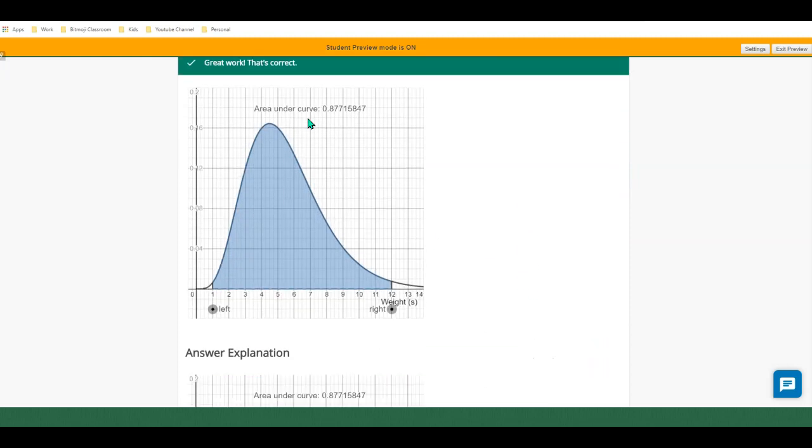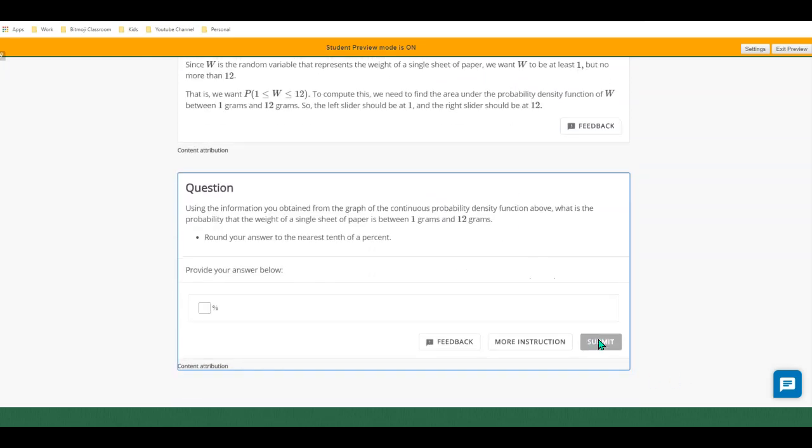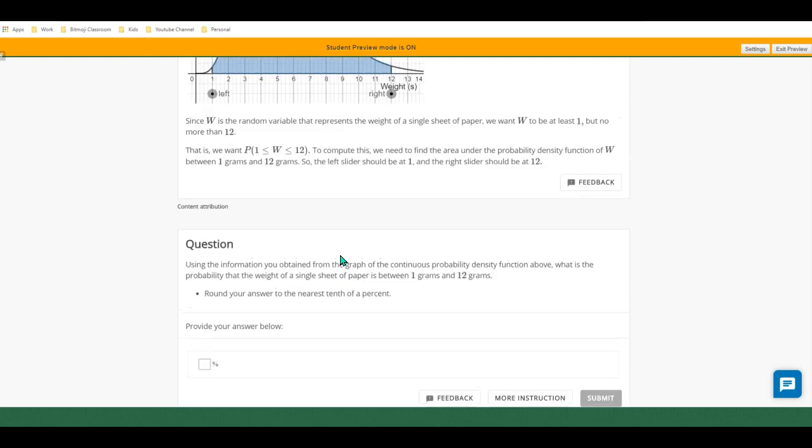Great work. Now what they're asking me for is the area. So here is my area under the curve. The area under the curve is 0.877, no, 0.8771, okay, let's see what they want us to do. All right, continue. And they're saying, give me the answer in percentage, rounded to the nearest tenth of a percentage.